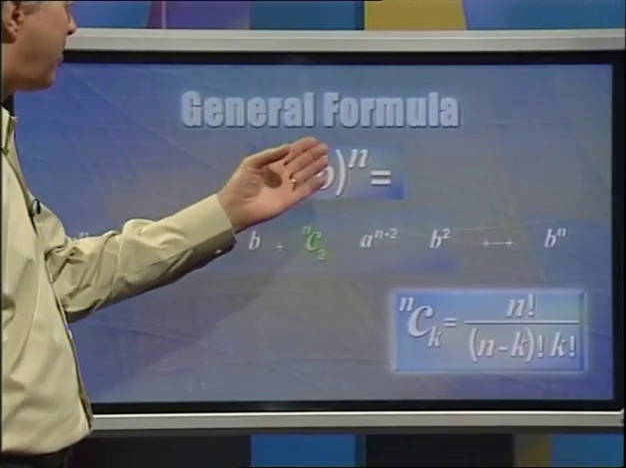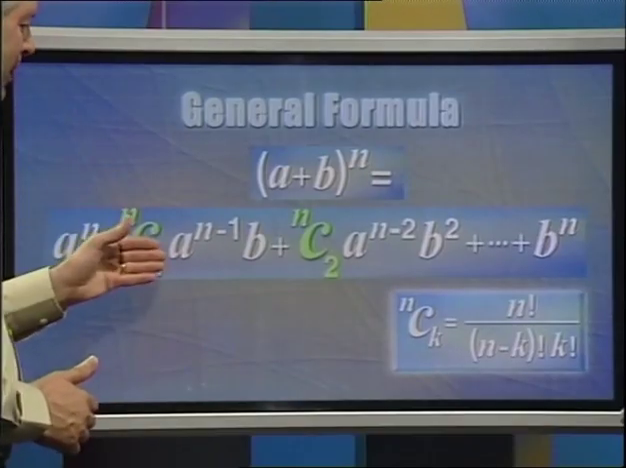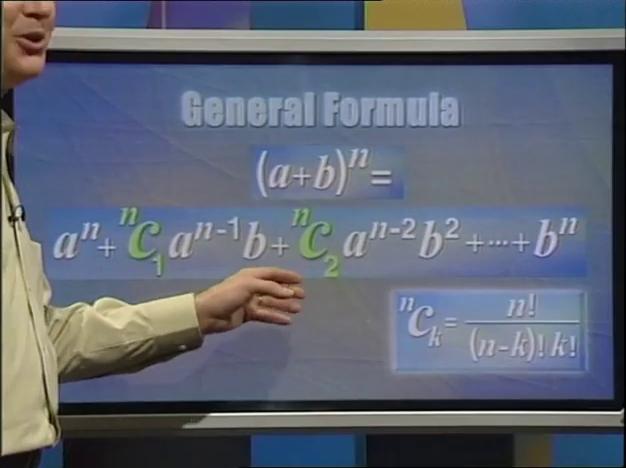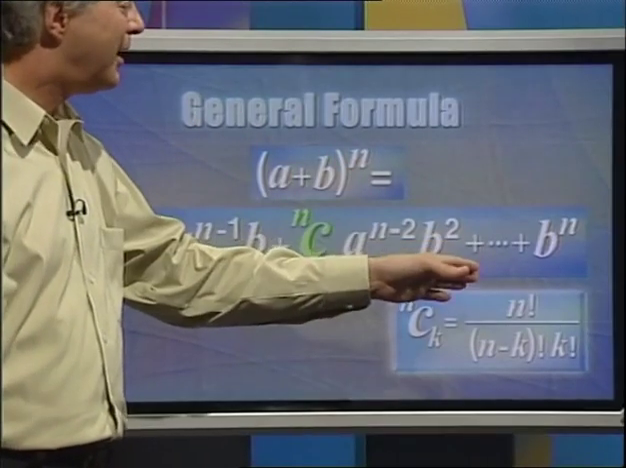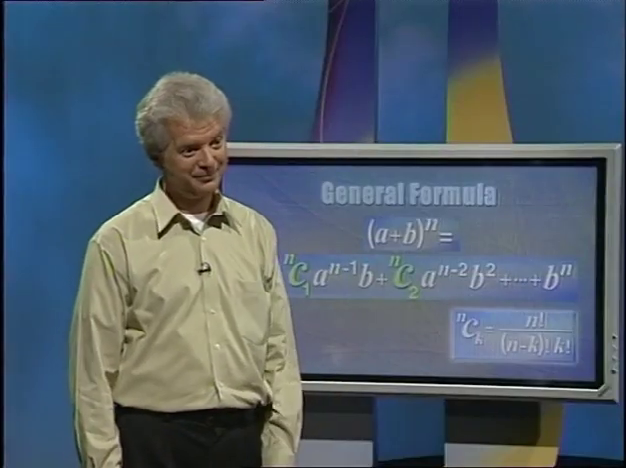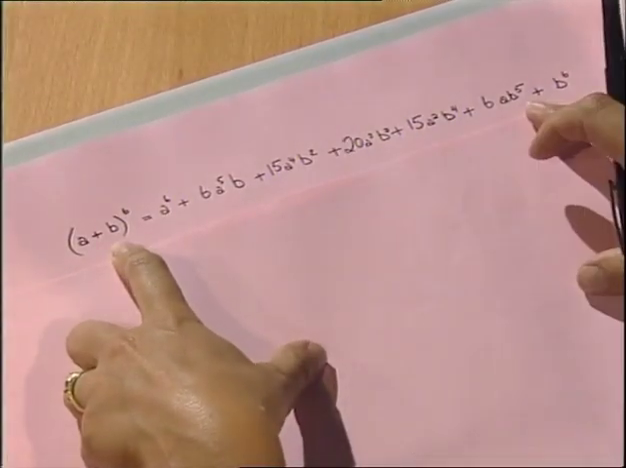(a + b)^n = a^n + nC1 a^(n-1) b + nC2 a^(n-2) b^2, and on and on, till we end up with the final term, b^n. OK, well, let's try applying this binomial theorem to (a + b)^6, which I did earlier by a different method, just to see if it works.